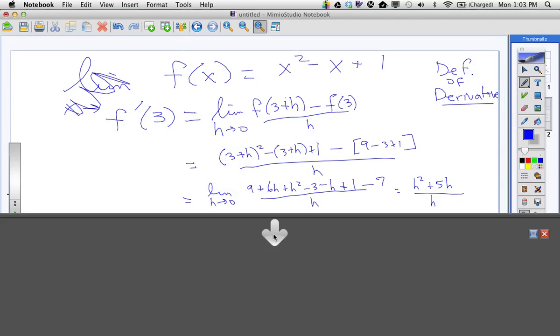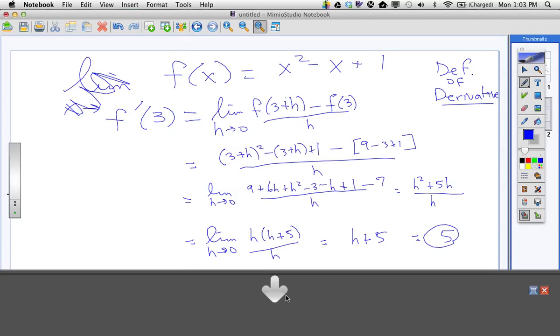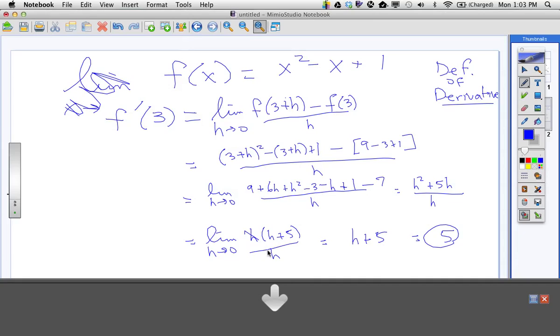Which is good, because now, remember, it's a factor and cancel kind of thing. So we can factor out an h, and then we can cancel an h, and then we substitute. So we cancel an h, and then we substitute. h plus 5, we put a 0 in for h, and we get the 5 we were looking for. Okay?